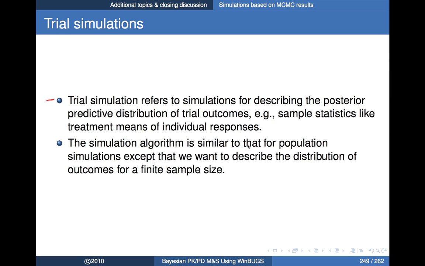Now in trials, we're talking about looking at the posterior distribution of trial outcomes, which often might be something like sample statistics, like maybe treatment means for individual responses. As I say here, the simulation algorithm is actually very similar to that for population simulations, except that we want to describe the distribution of outcomes for a finite sample size.